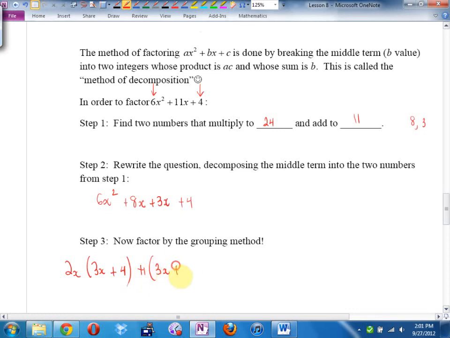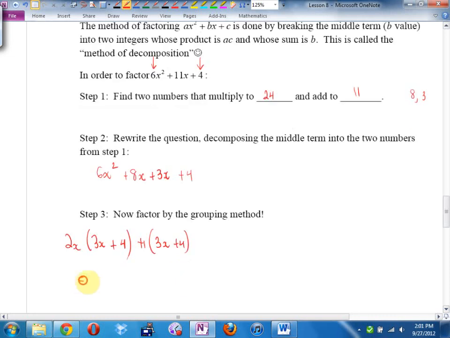Sarah, can I tell if I've done this right? Oh, the brackets are the same. Can you see the final answer? 3x plus 4, yes? 2x plus 1. Ta-da!